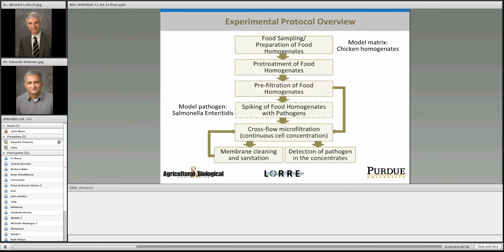So after we concentrate and recover the samples, we can make use of more traditional methods, as I mentioned, or fast detection methods, or a combination of different approaches. And then the system is ready to be cleaned.